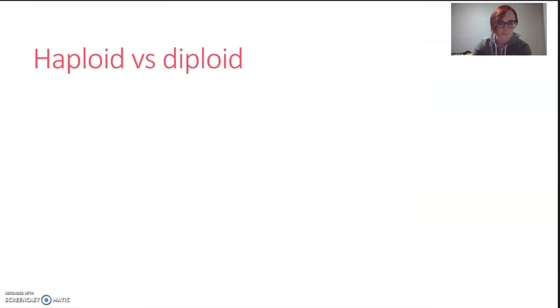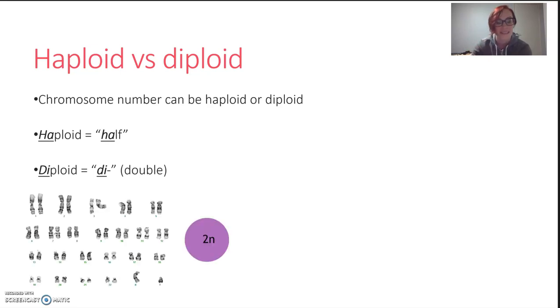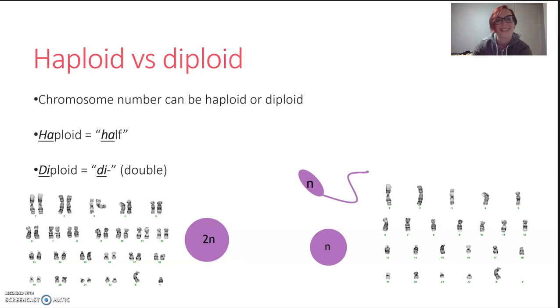All right. Haploid versus diploid. When we are referring to chromosome number, different cells contain different numbers. Now, chromosome number can be haploid or it can be diploid. Haploid means half, right? And diploid means we've got the di for di or double, which means everything's in pairs. So this is a diploid cell, and they're those 46 chromosomes that should appear in that person's cells. And this is the haploid chromosomal number there.